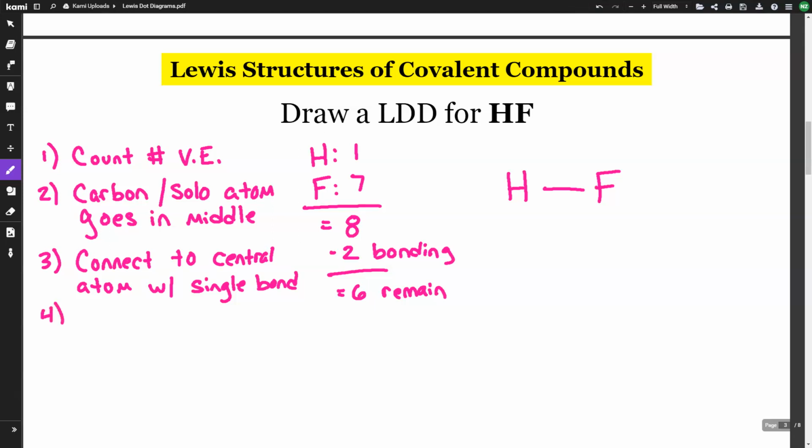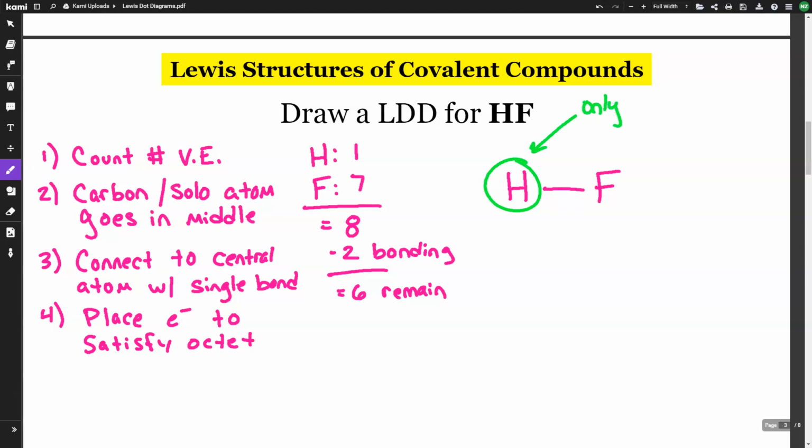Step 4 is going to be to place electrons to satisfy octet. When we say octet, we want to have 8. Everybody wants to have 8 to be like the noble gases. They want to have a full outer shell. The exception here is going to be hydrogen. Hydrogen only wants 2 electrons.